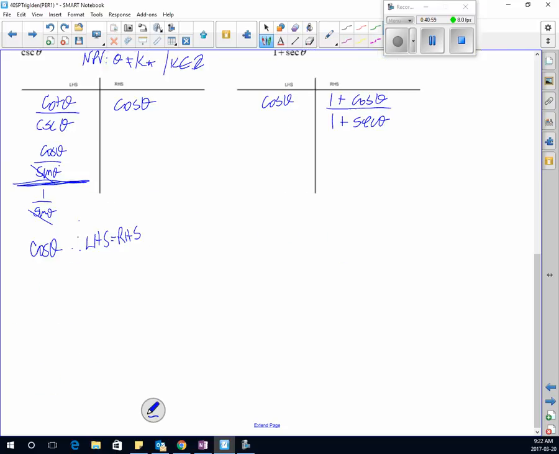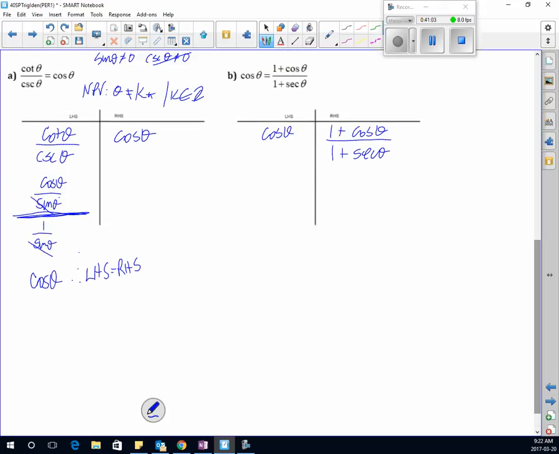So what are we going to do on the right side? Change it all to sines and cosines? Sure. 1 plus cos theta divided by, again, I make this thicker just so I don't lose which ones are dividing, 1 plus 1 over cos theta. You see why I got you to practice some of your fraction skills first? It's going to get crazy like that all the time.